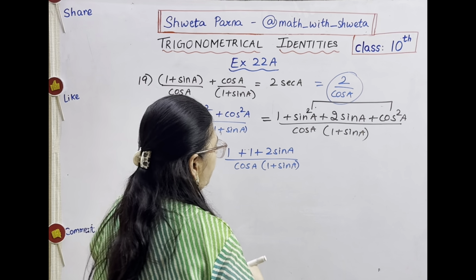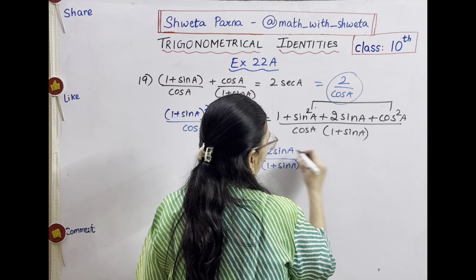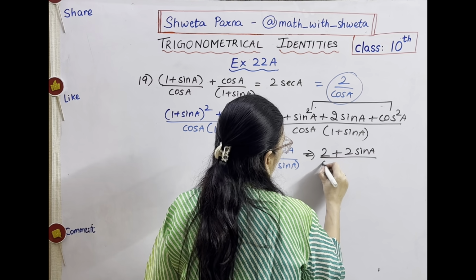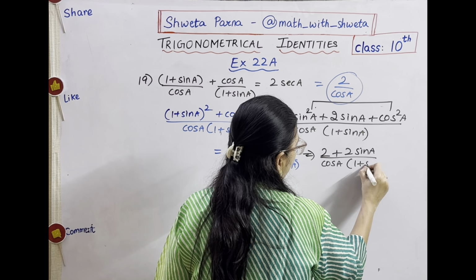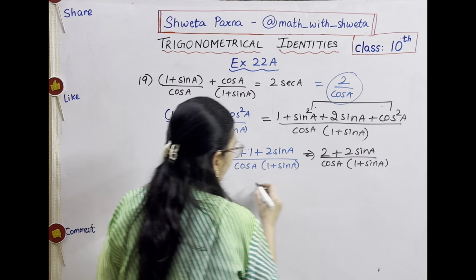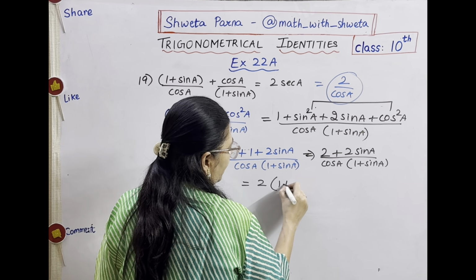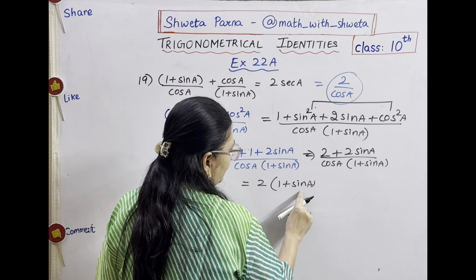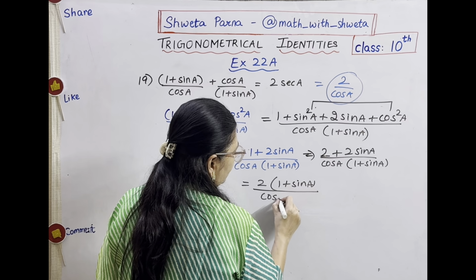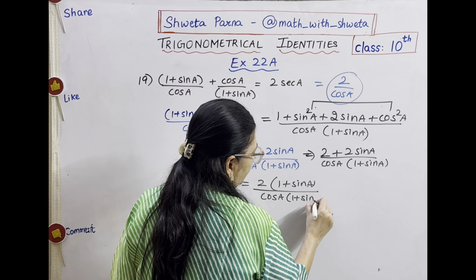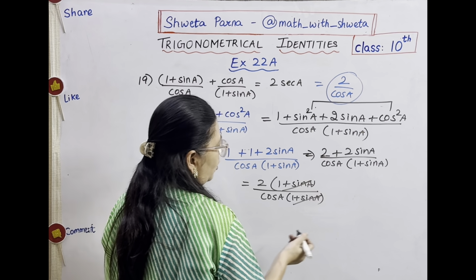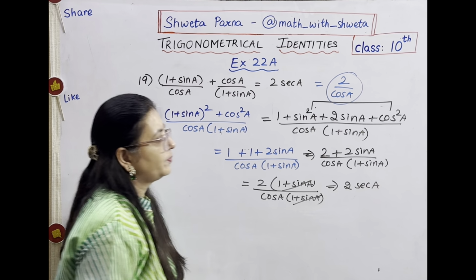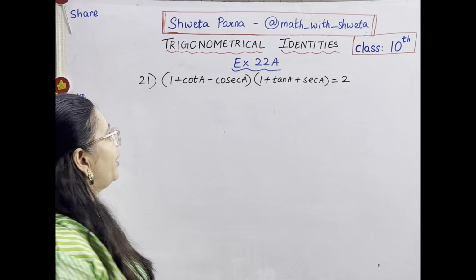Okay. So now take the LCM. Take the common factor. 1 plus 1 is 2. 2 plus 2 sin A upon cos A into 1 plus sin A. When you take the common factor, which is 2, you are left with 1 plus sin A. Correct? See, from here if I take 2, 1 is left. If I take 2 from here, sin A is left. Upon cos A into 1 plus sin A. This gets cancelled. You got 2 upon cos A, which is 2 sec A. Clear?